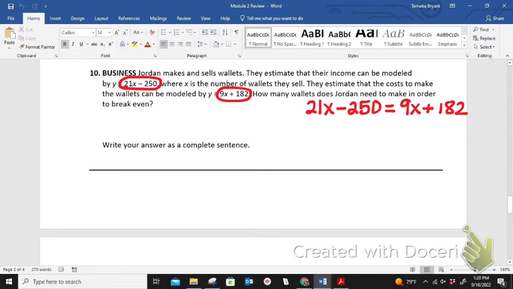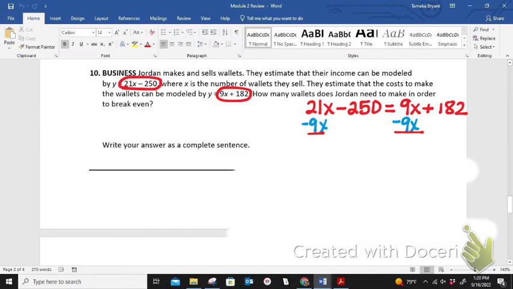So what did you all do first to solve it for x? What was your first step? All right, let's do that. I heard subtract 9x. You could have also added 250. So there really isn't one right answer. So go ahead, take the 21 minus 9. And that should give you 12.